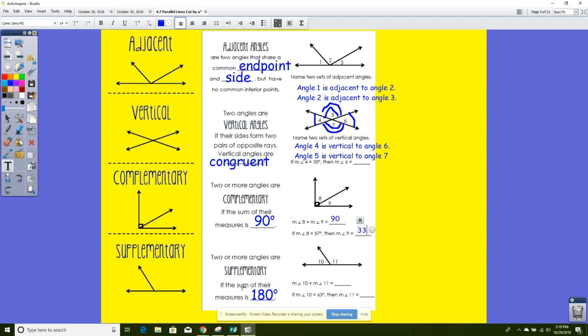And then supplementary are angles if the sum of their measures is 180 degrees. So in this picture, angle 10 and 11 would add up to 180 degrees. Again, if angle 10 is 63 degrees, you would just subtract 180 minus 63, and angle 11 would measure 117 degrees.